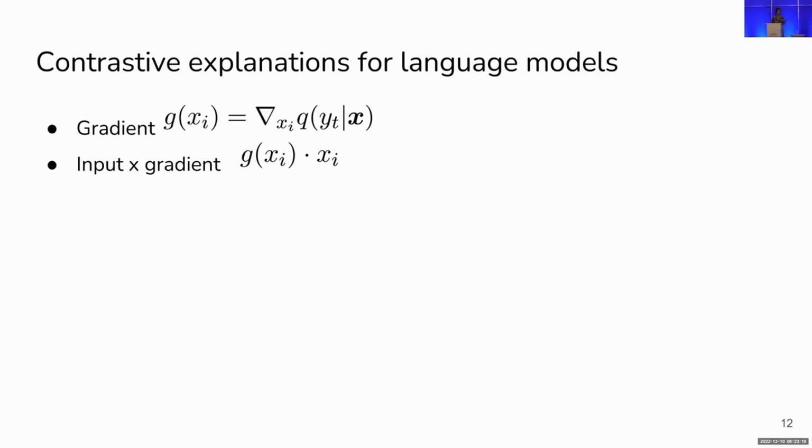This gives us the importance score for how much that token influences the model prediction. Using this method, this is something that we might obtain, where the tokens in red are the most important for the model prediction, and the tokens in blue negatively influence the model prediction.